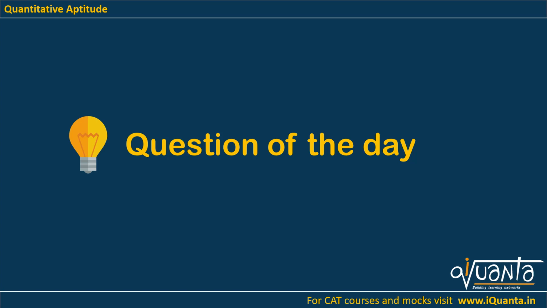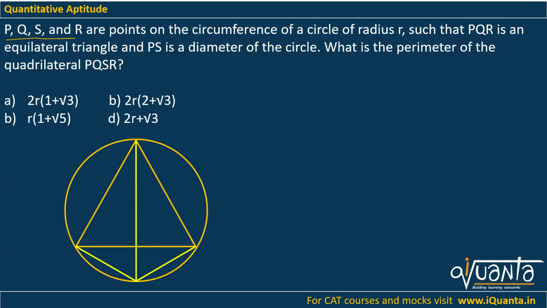Let's solve this question now. So the question is: P, Q, S and R are points on the circumference of a circle of radius R such that PQR is an equilateral triangle and PS is a diameter of the circle. What is the perimeter of the quadrilateral PQSR? Now, all these options are in terms of R, okay?